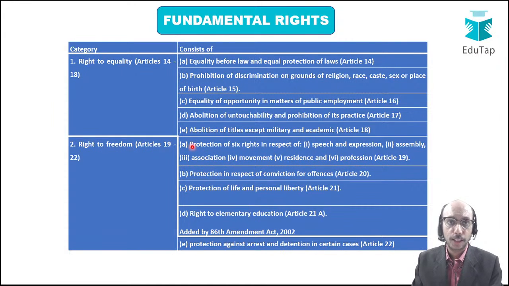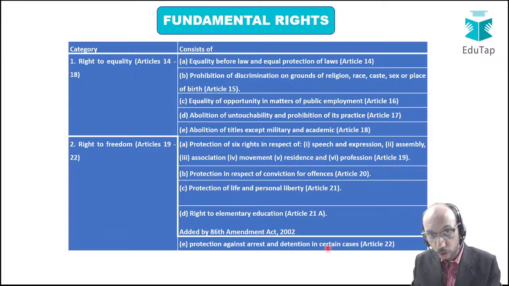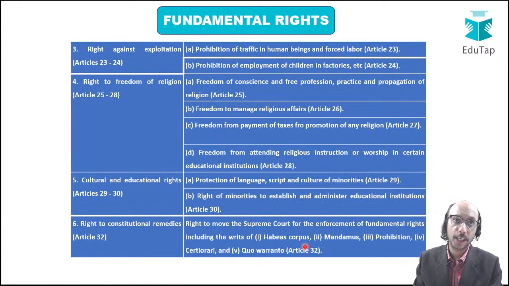Right to freedom, it talks about 19, 20, 21, 22, right? And 21A. What does 19 talk about? It talks about 6 rights. What does 20 talk about? Offenses. 21 life and personal liberty. 21A elementary education. 22 detention and arrest. Moving ahead, exploitation 23 and 24.